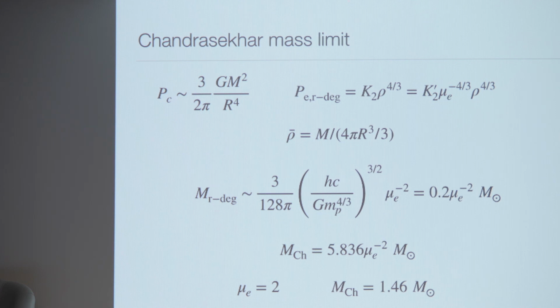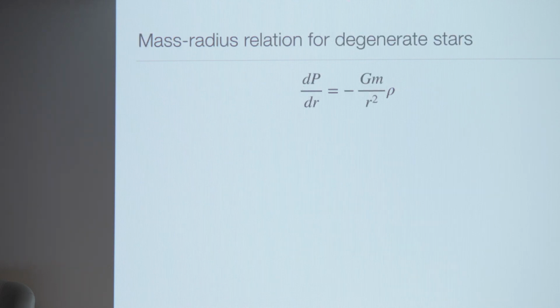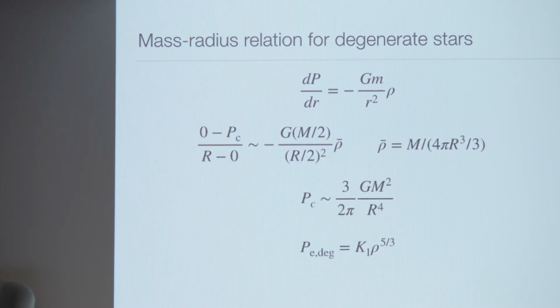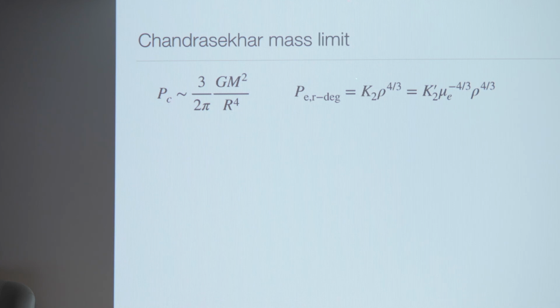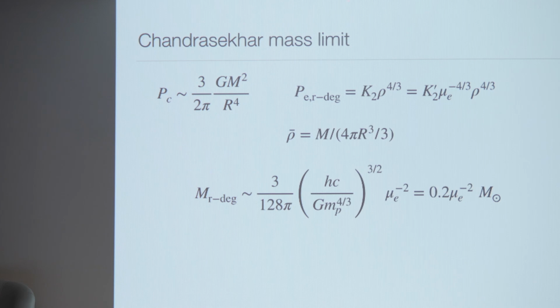So this Chandrasekhar mass limit can be derived from the basic equations we had: the equation of motion and the equation of state for the electron degeneracy pressure. Just what we discussed now, just these two components will give you the maximum mass of the white dwarf, which is called the Chandrasekhar mass limit.